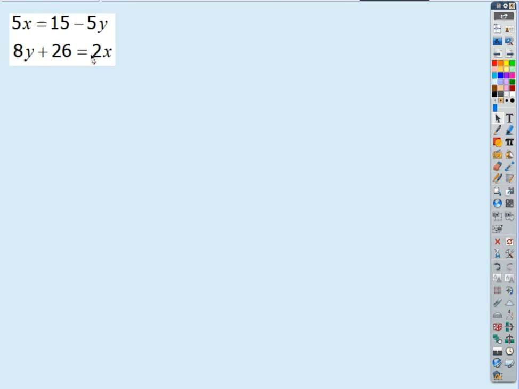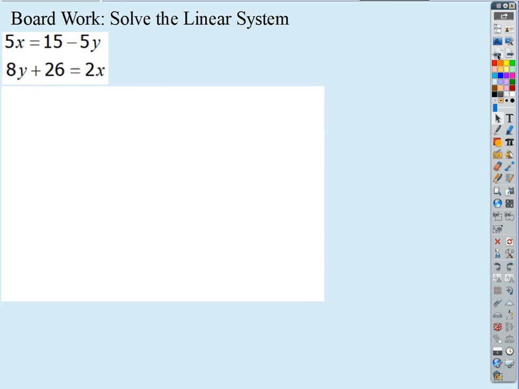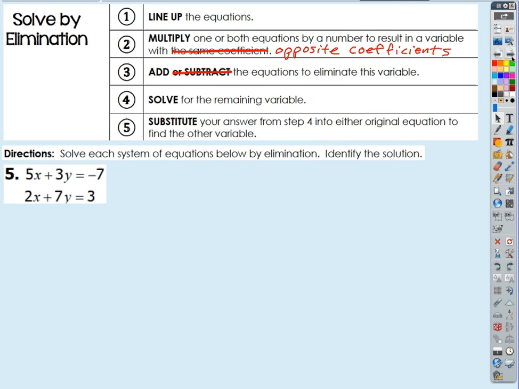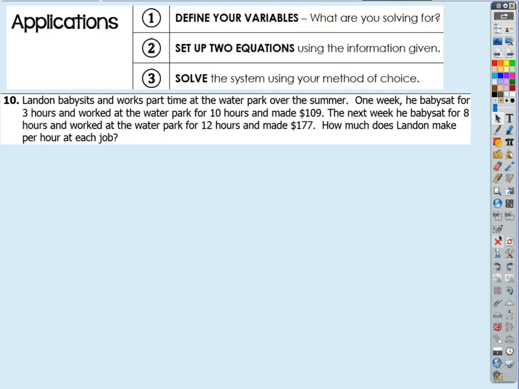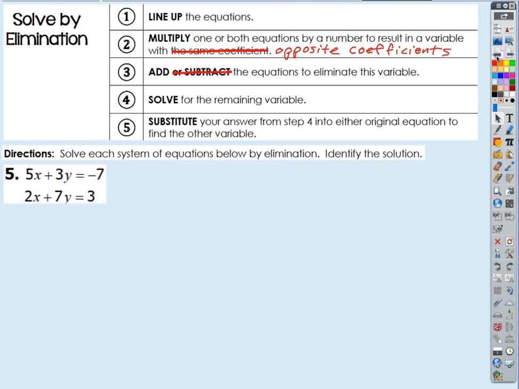So we want to solve this linear system, right? If we want to solve this using elimination, we have to line up the variables. That's one of our steps. I have to line up the equations. That's my first step. So the x's and the y's and the numbers all have to line up vertically.